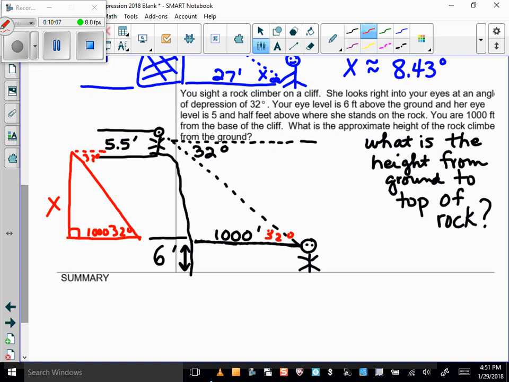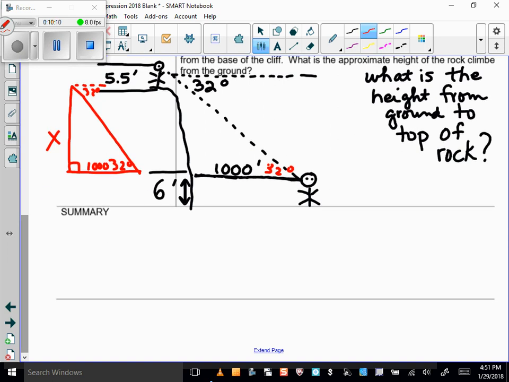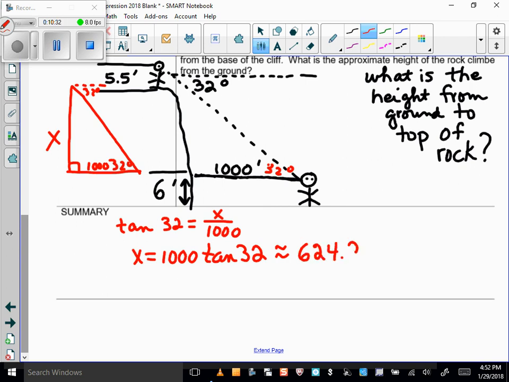So let's just solve this little right triangle that I have right here. So I'm going to use the tangent of 32. It's going to be the side opposite over the side adjacent. So x is going to be 1,000 tangent 32, which is going to be about 624.9 feet.